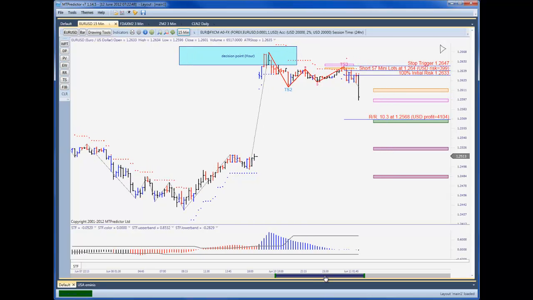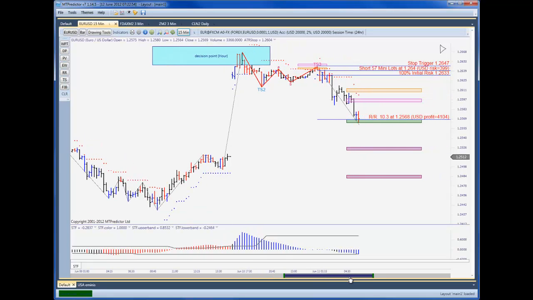And as you can see, the euro took us into a short trade here. The euro then declined nicely, and now hit our first target at this level here. So even at this first level, the potential profit was approximately 10 times the initial risk, or in other words, a profit of approximately $4,000 for risking 2% of a $20,000 sample account, which would be $400.